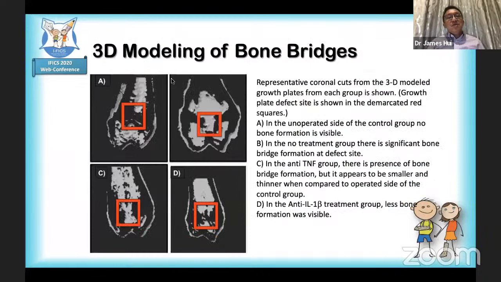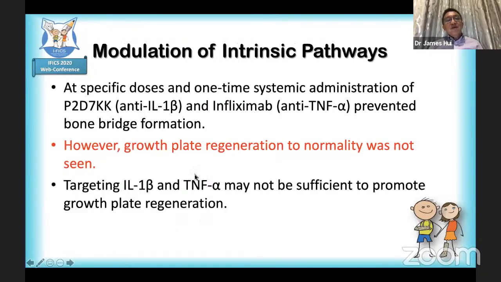So you can see some of the results in the 3D modeling of the bone bridge. You can see the unoperated side, of course, nothing will happen. And the one that was destroyed with the physeal arrest, you got a bone bar. So when I use anti-TNF, anti-interleukin, there is some reduction of the bone bar formation. However, growth plate regeneration is not back to normality, and therefore it's not sufficient to cause a regeneration.